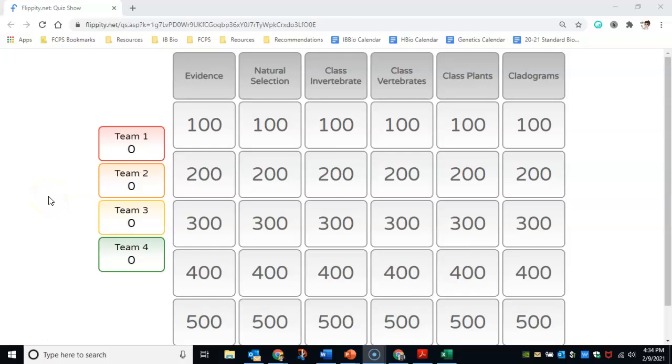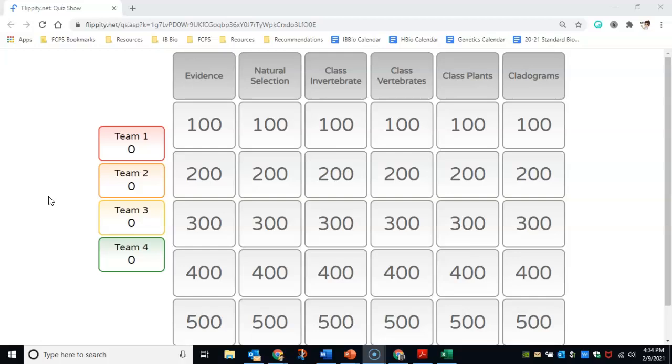Welcome to this weird version of Jeopardy! The way I'm going to do this is I'm going to go through each column, 100 to 500, from left to right, starting with evidence and ending with cladograms. Our categories for this evening are evidence for evolution, natural selection, 3 different types of classification, where we're going to focus on invertebrates, vertebrates, and then plants, and then our last category is cladograms.